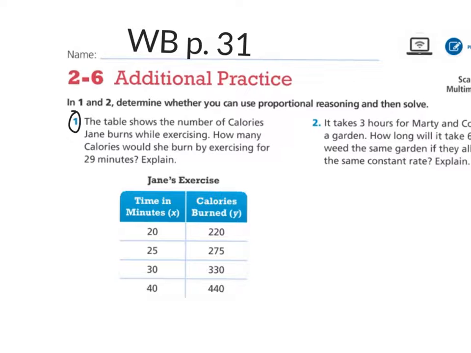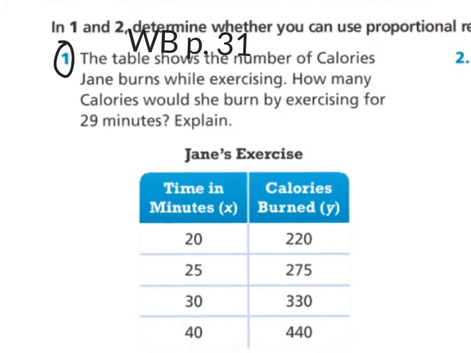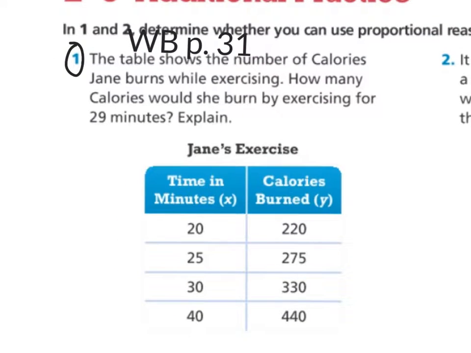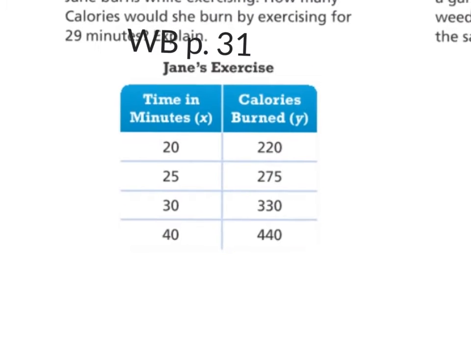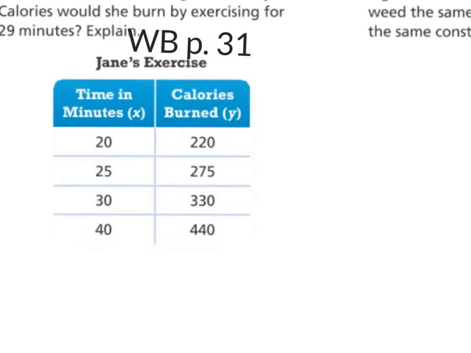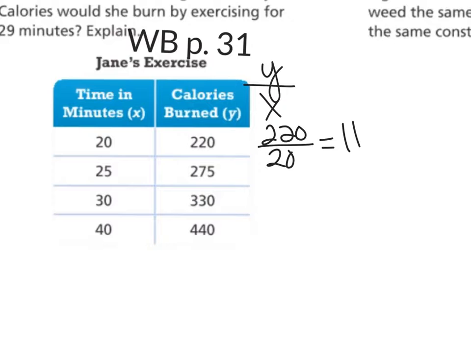Looking at workbook page 31, number 1, the table shows the number of calories Jane burns while exercising. How many calories would she burn by exercising for 29 minutes? And explain. The first thing we would probably want to do here, we've talked about proportional as being y divided by x. So if you look at the first numbers they've given us, 220 calories burned in 20 minutes. So if you take 220 divided by 20, you'll get 11.